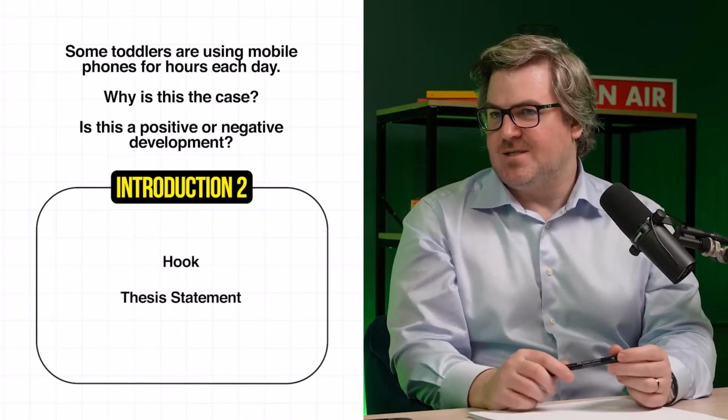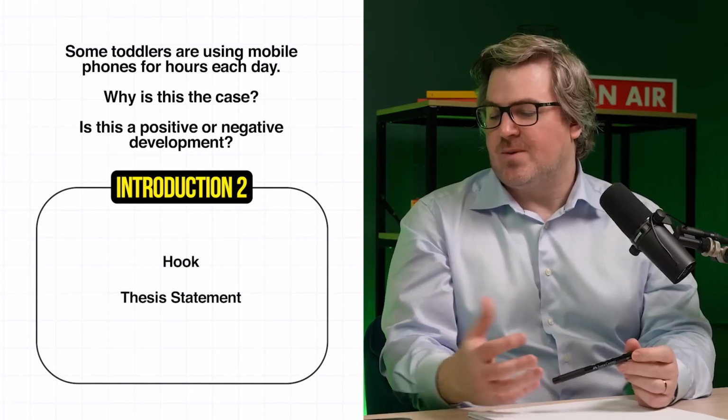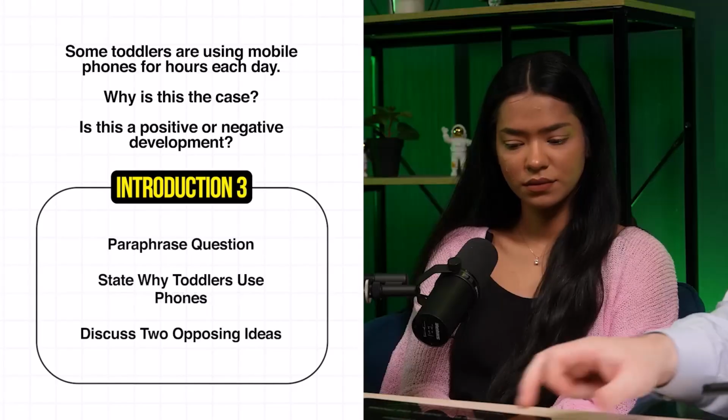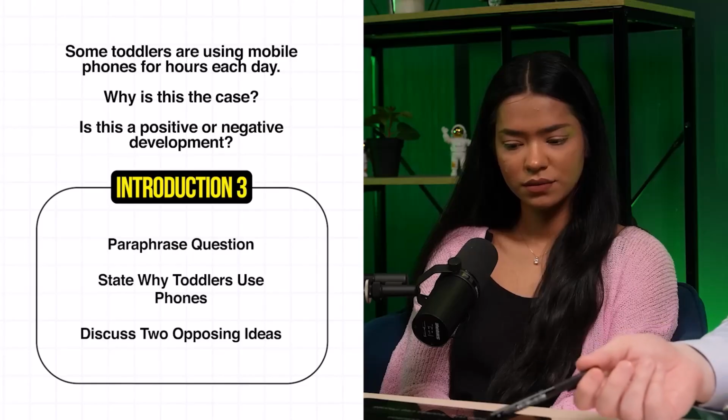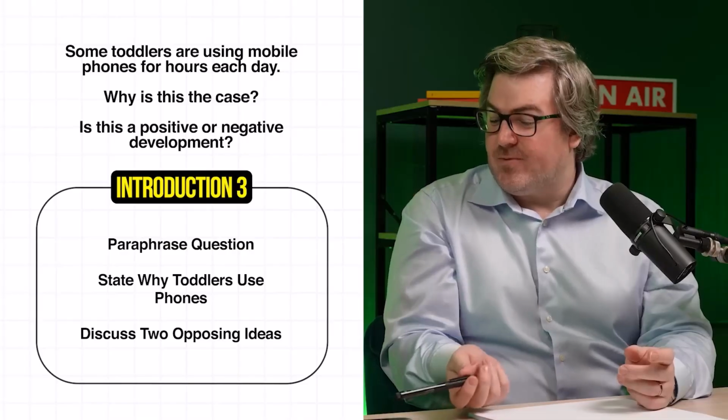Okay. And then a thesis statement is kind of an academic way of saying what you think about the questions. And then introduction 3: paraphrase the question, state why toddlers use phones, and then discuss 2 opposing views. So we have 3 sentences here. I think I would go with the introduction 1, the first one.